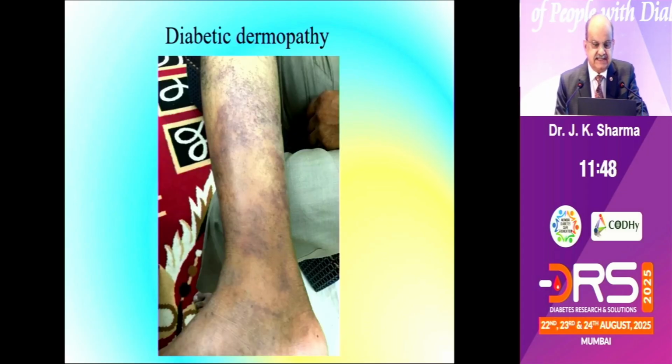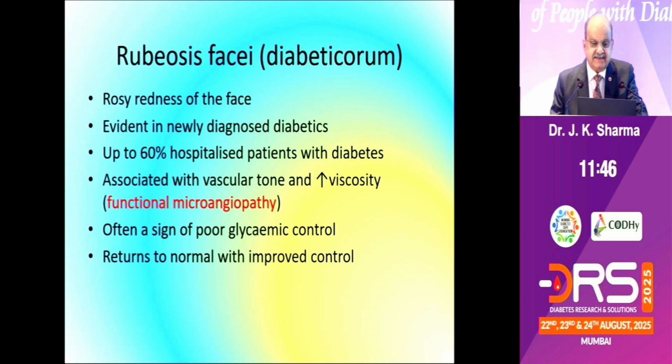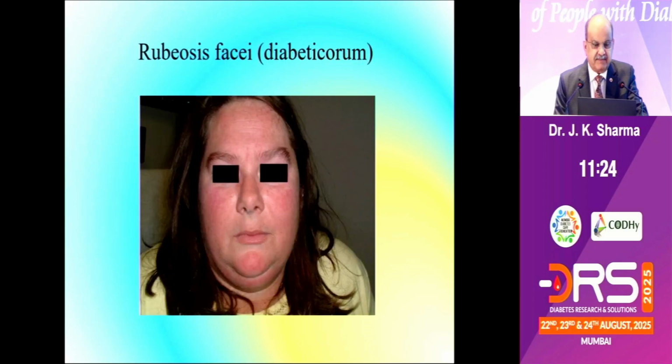This is another picture. Then second comes the rubeosis faciei, diabetic rubeosis. Rosy redness of the face, in newly diagnosed diabetics, 60% of hospitalized patients with diabetes, associated with vascular tone and increased viscosity, that is the functional microangiopathy. A sign of poor glycemic control, and with improved diabetic control, it returns to normal, and this is the typical feature of the diabetic rubeosis.